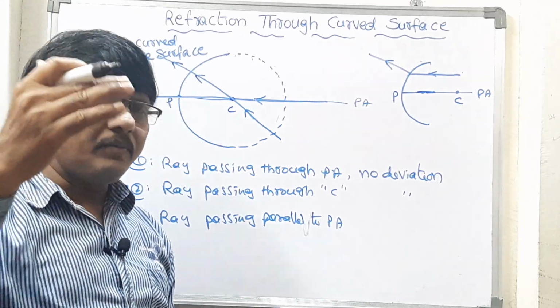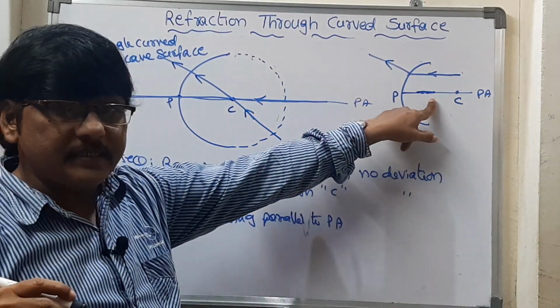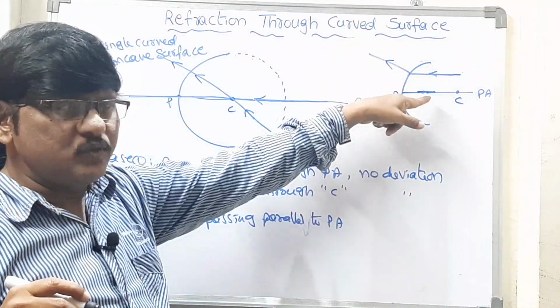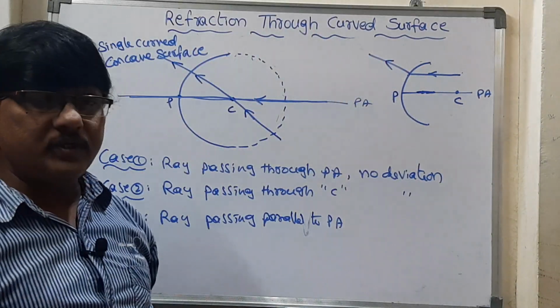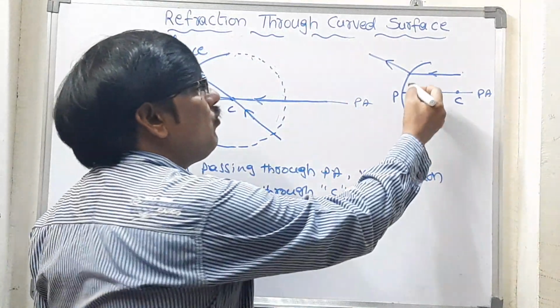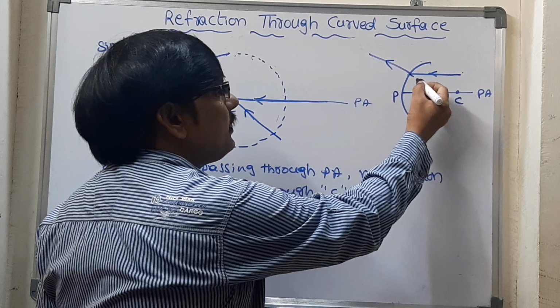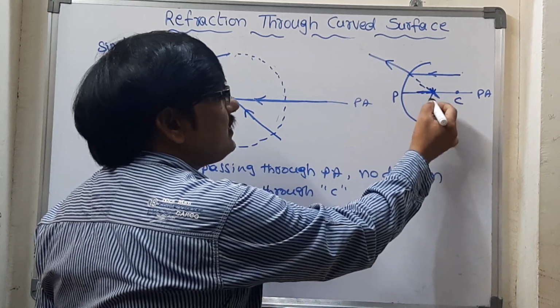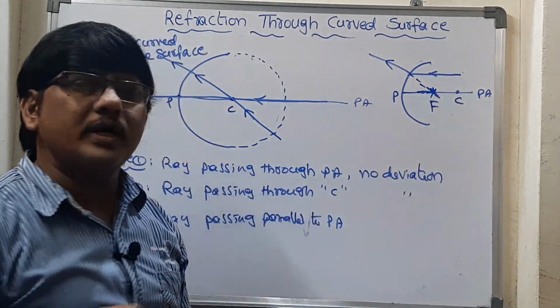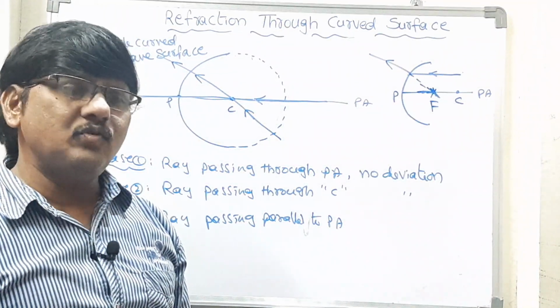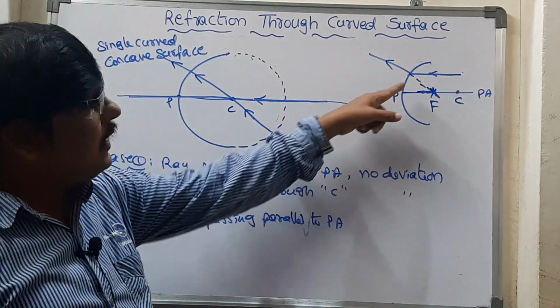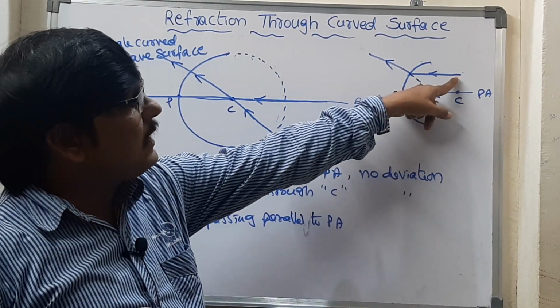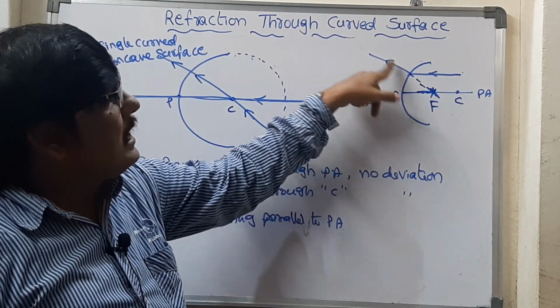Converging in the sense of coming close to the principal axis. Moving away from the principal axis, that we call diverging. Then we draw an imaginary line parallel to the principal axis. This imaginary line we used to call a focus. What do we call that? It is a focus. Did you notice that? Once it is parallel to the principal axis, that is diverging.